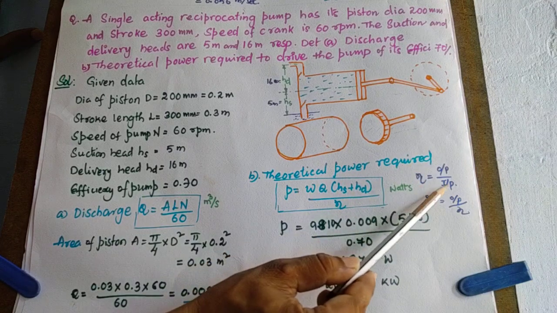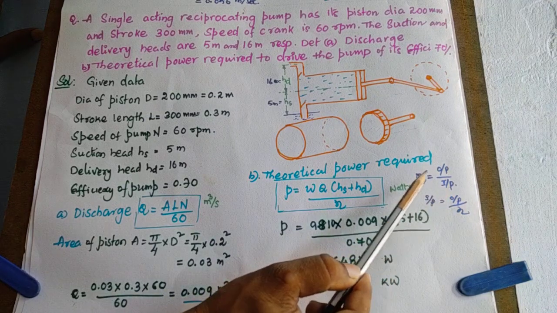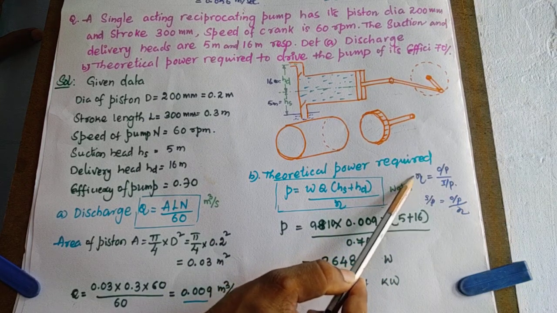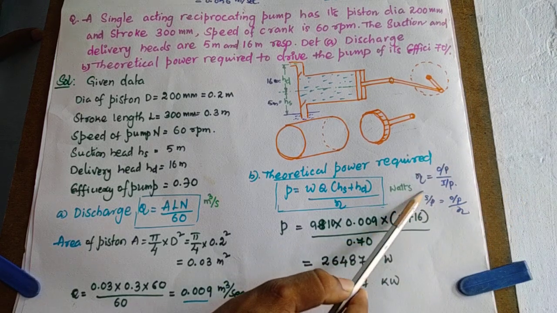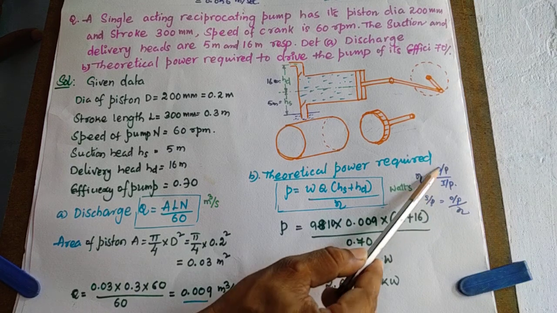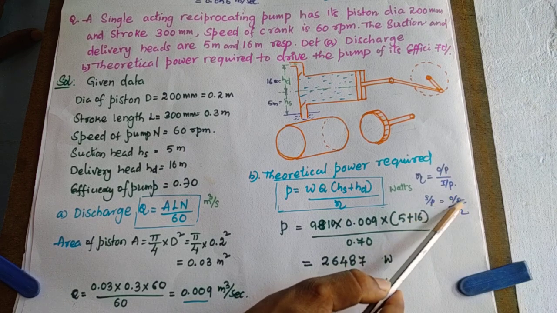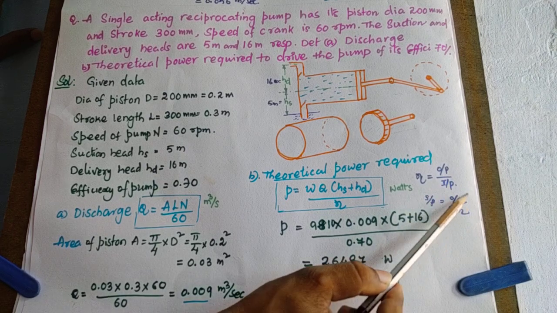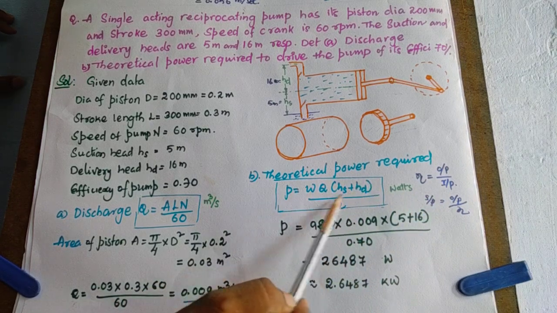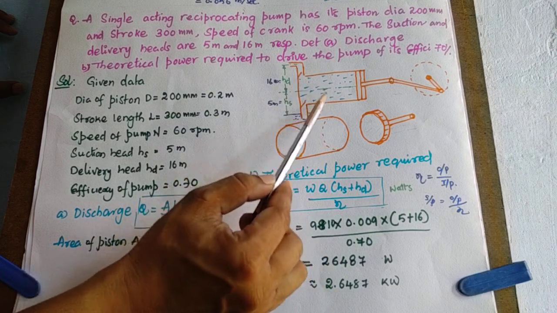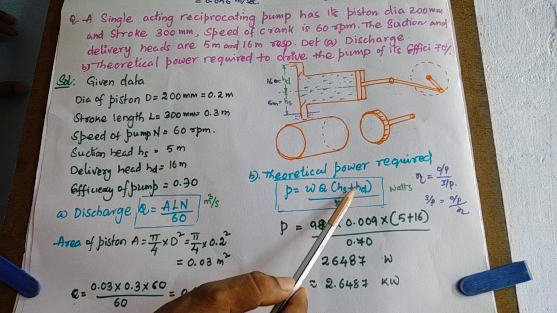We are asked to find the power input that is given to the pump. So take this parameter to the left side and this one to the right side. So the input power supplied to the pump is equal to output by efficiency. So the power required is equal to output power by efficiency. Based on this concept, power required is equal to output power, or work done by this pump on the water, which is WQ(HS plus HD).